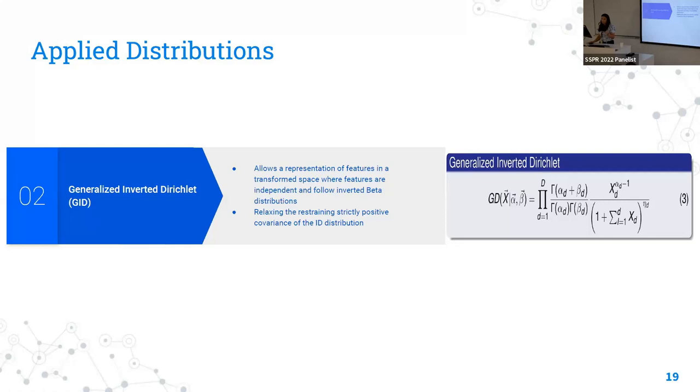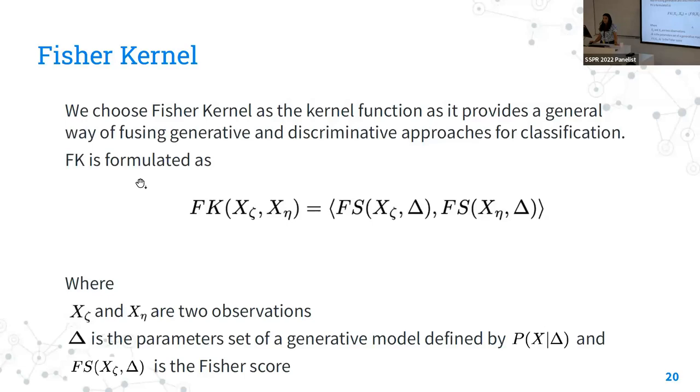Why are we stating the inverted Dirichlet distribution? Because this work is done to enhance previous findings. The kernel that we have chosen to use with the support vector machines is the Fisher kernel. We have chosen Fisher kernels because they provide a general way of using the generative and the discriminative approaches for classifying our data. And we have formulated it as follows.